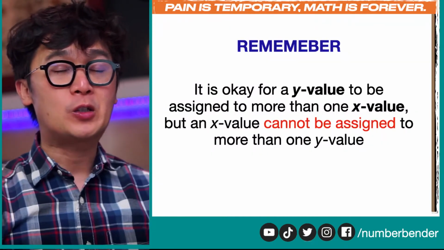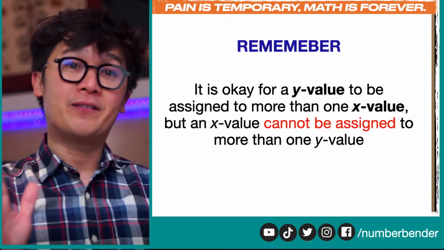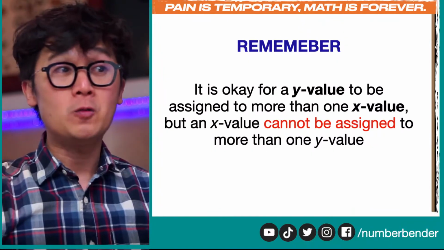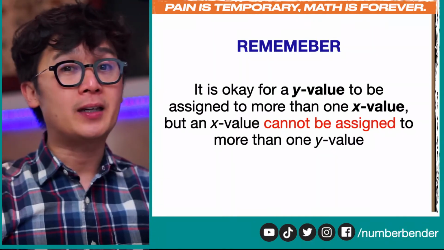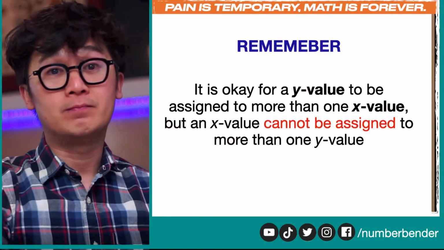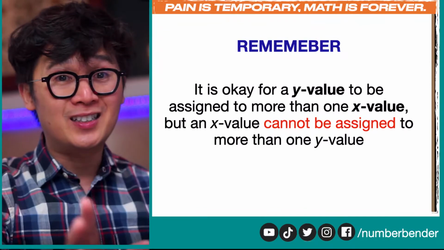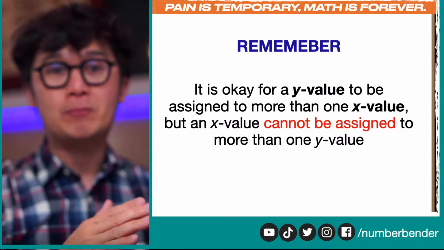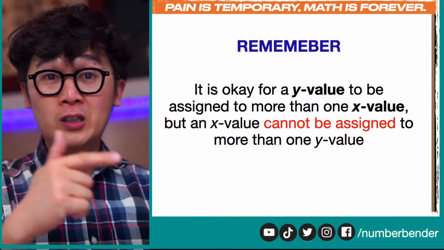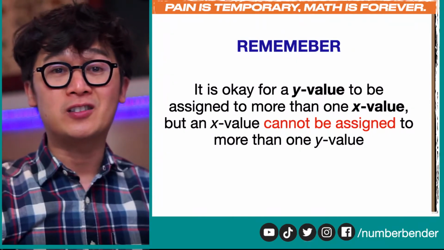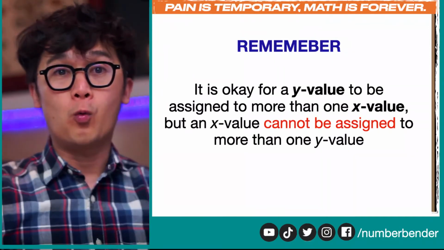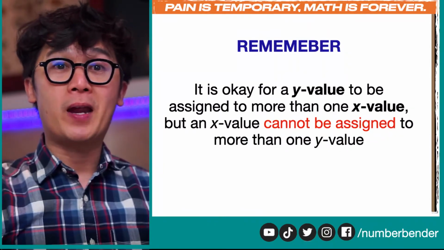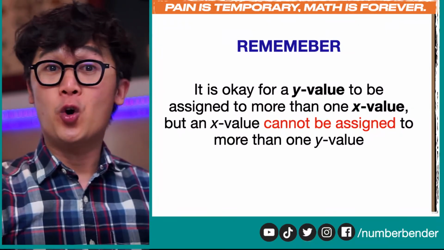So to make sure that you will remember how to identify if a relationship is a function or not, it is okay for a y value to be assigned to more than one x value, but an x value cannot be assigned to more than one y value. Talking about double standard in mathematics. So that's basically how it is. The x can only be mapped to one y, but your y's can be mapped to multiple x's and still be considered a function as long as all the x's are only mapped to one y in your relationship. So that's what you need to remember when you are given a table form or ordered pairs as a form of relationship in your f of x or function.